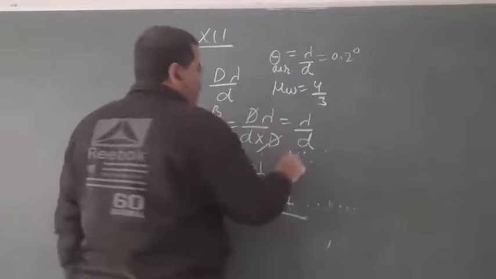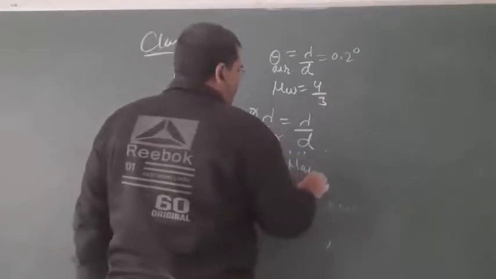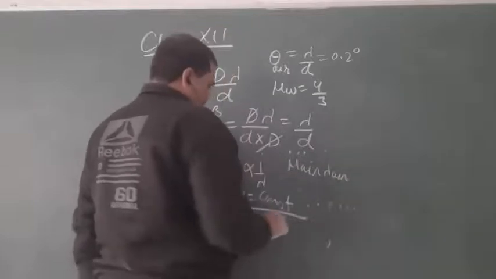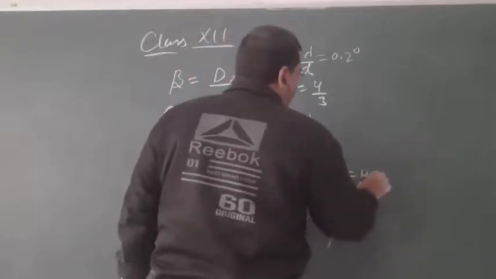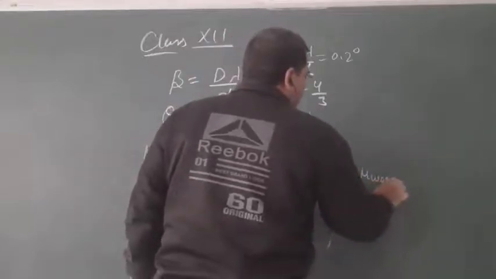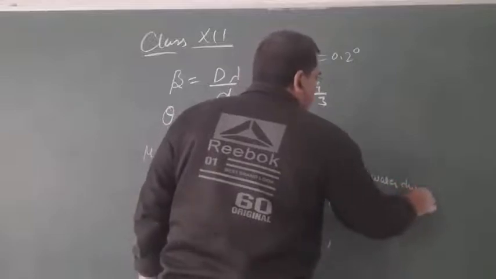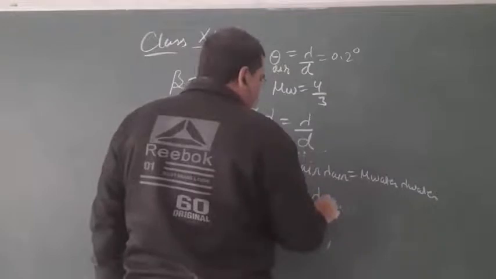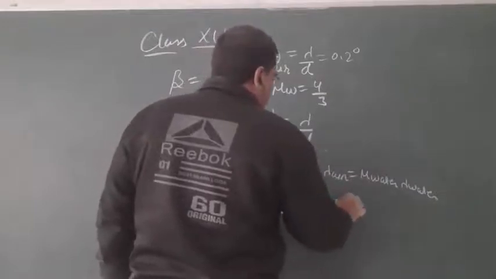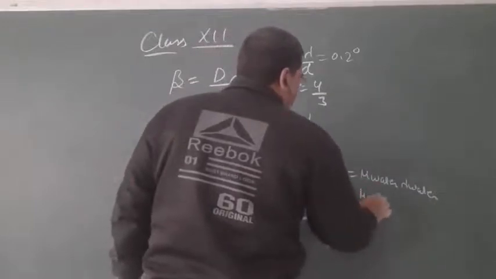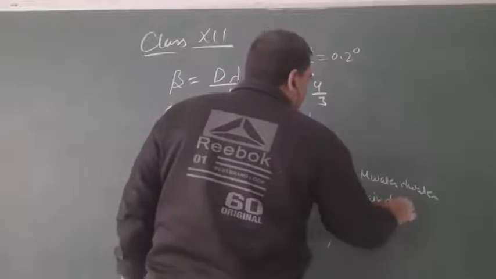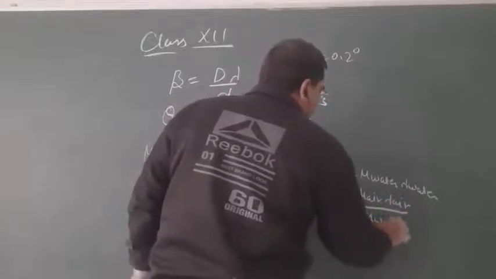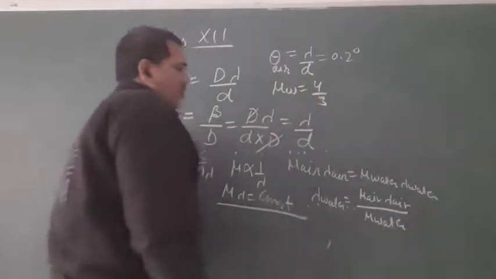So you can write mu air into lambda air is equal to mu water into lambda water. So lambda water will be mu air into lambda air upon mu water.